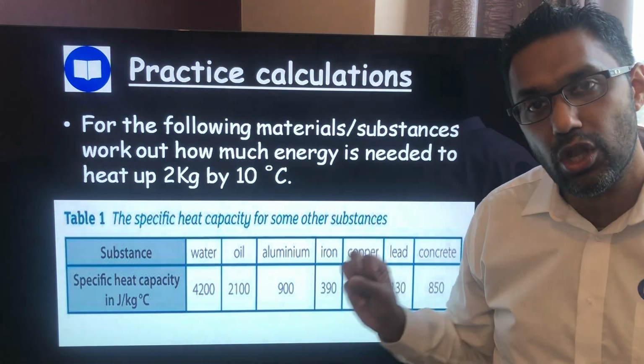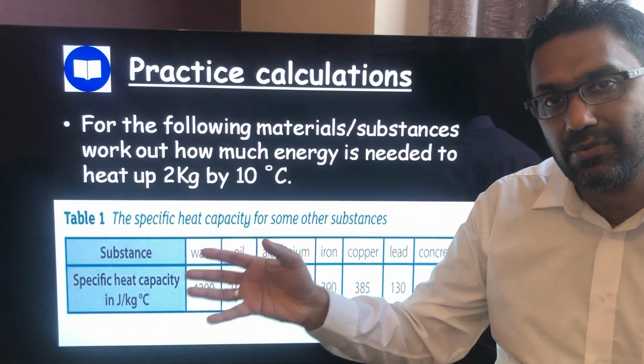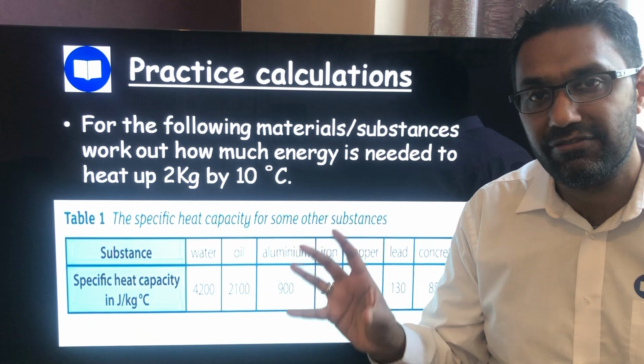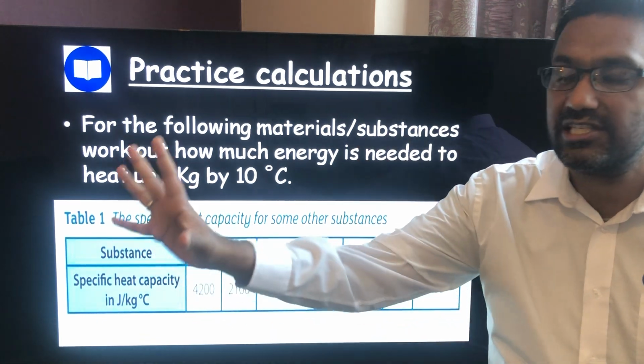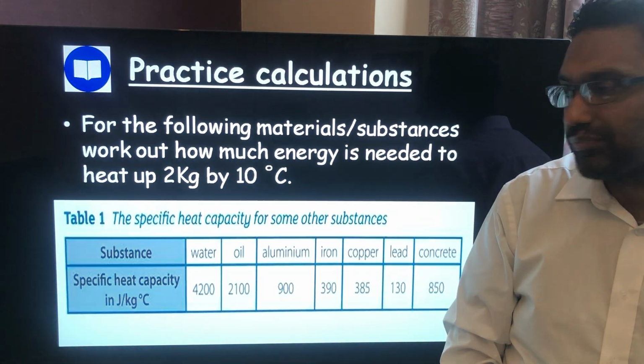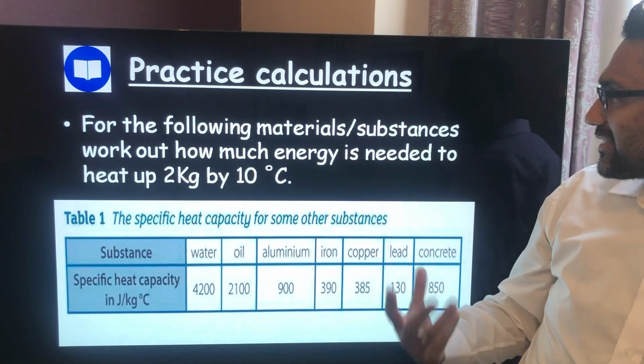Whereas this guy, you need to put a lot of energy into it just to get its temperature to rise. But once it's in there, it'll stay in there for longer and it'll dissipate the energy more slowly. Okay? So that's the reason for it.